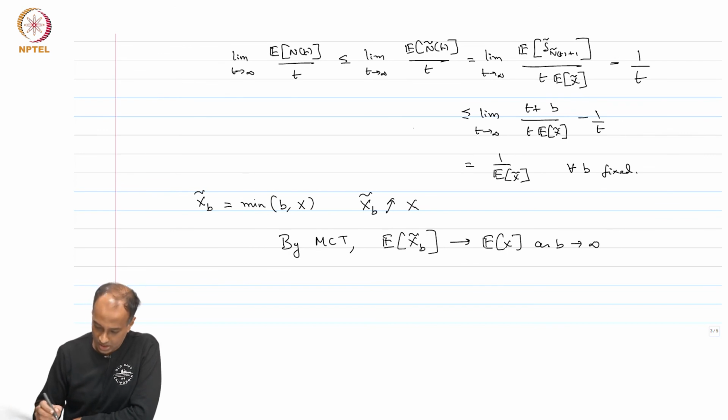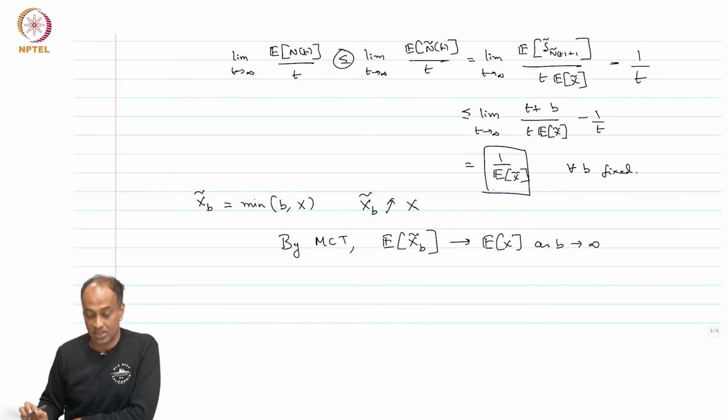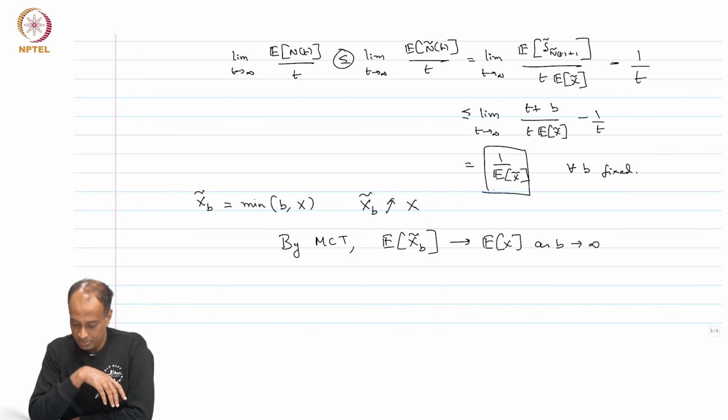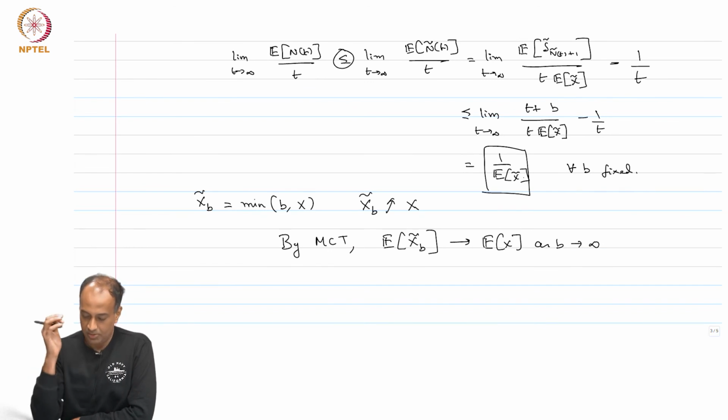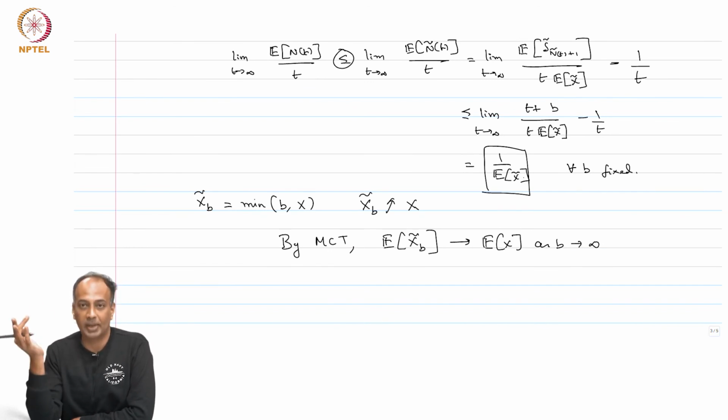So, in this inequality, that expectation of N t over t is less than or equal to 1 over expectation of X tilde B for all B fixed, we can send B to infinity, and as B tends to infinity, 1 over expectation of X tilde B will converge to 1 over expectation of X. So, 1 over expectation of X is also an upper bound on expectation of N t by t. We have already shown the lower bound, which proves the elementary renewal theorem.